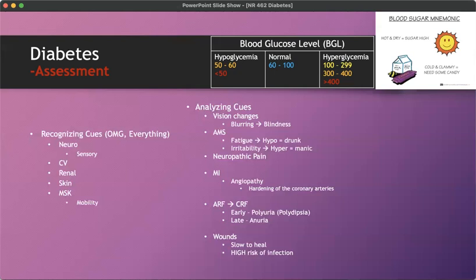For skin, there is a big risk for diabetic ulcers, which tend to occur on the feet or lower extremities. These wounds are very slow to heal because of alterations in blood sugar availability to healing tissues. And there's also a high risk for infection, especially with patients who lean more towards the hyperglycemic end of the spectrum, because it's a warm, dark, wet, and sugary environment. So bacteria love to grow in there.